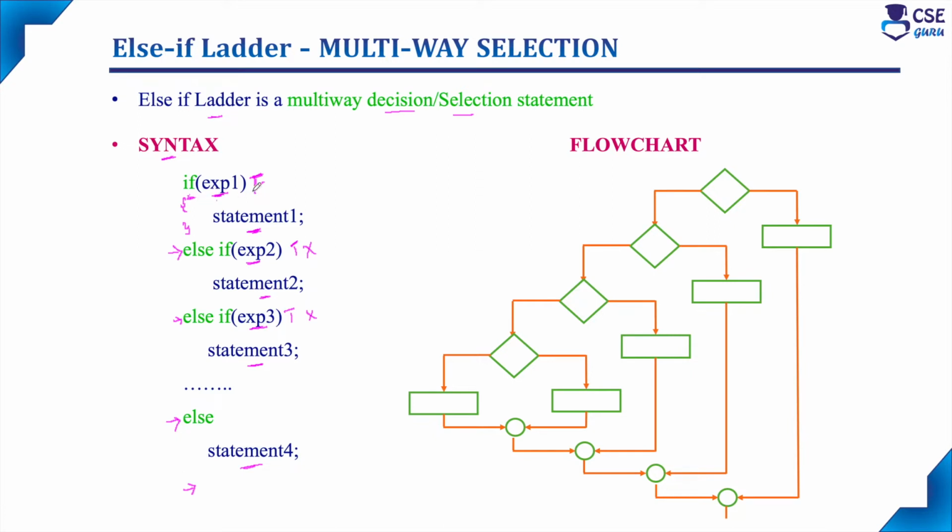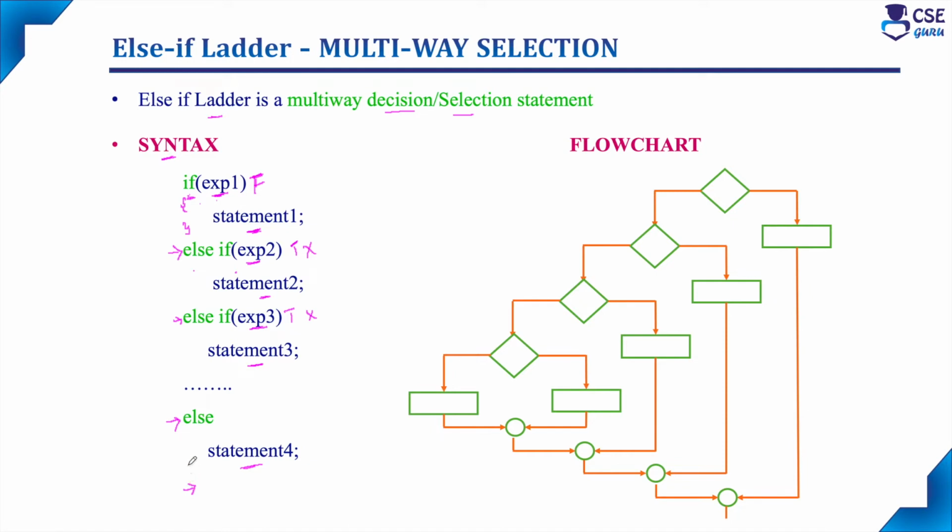Suppose this if condition fails, it will check the next else if condition. If this also fails, it will go to the next else if condition. If this also fails, it will go to the next else if condition. Likewise, it will check the if condition and all the else if conditions. If all these conditions fail, automatically it will come to the else part and execute the statements in the else part. Suppose any of the else if conditions is true, it will execute that corresponding statement and control will transfer out of the else if ladder.